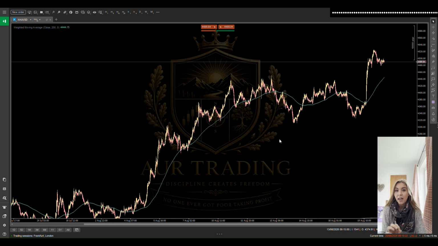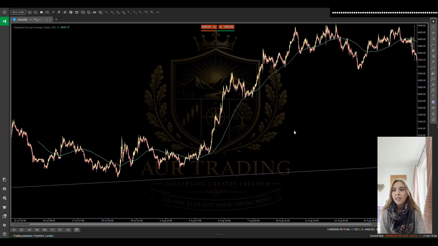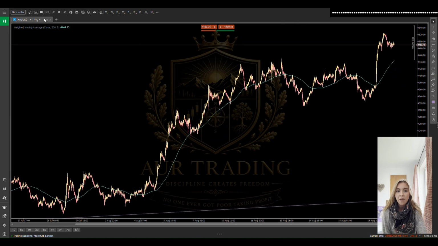because I do like how the VWAP works, because the VWAP works as kind of a support. So when it's in an uptrend, it comes up and bounces back off it and then goes up, and this does exactly the same, but it's a lot smoother. So we have set our weighted moving average to 200. The length is 200. We are on the 15-minute time frame.